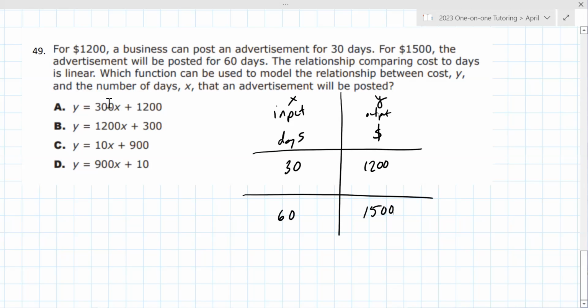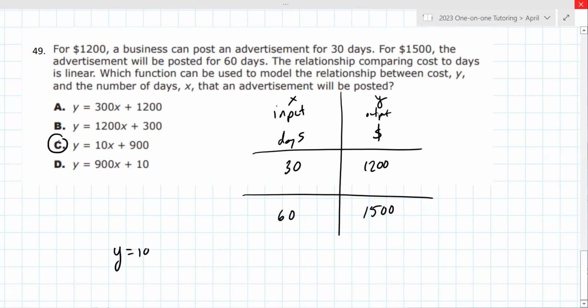Notice the answers are four equations. They all have different slopes. So that's a test-taking strategy: what's different, what's the same about them? If you can calculate the slope correctly, you have your answer. How do you calculate the slope from these data points? 1500 minus 1200, over 30. It's 300 over 30, which is 10x, and then C. So it's probably C.